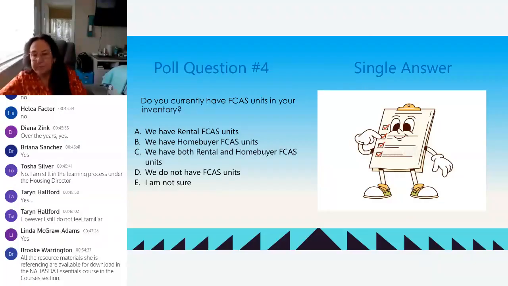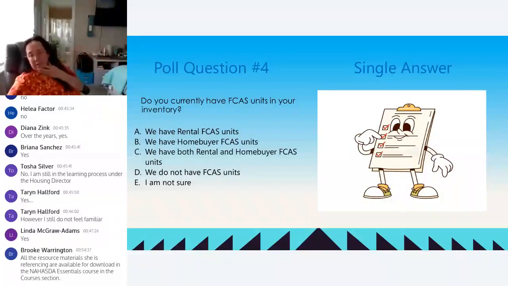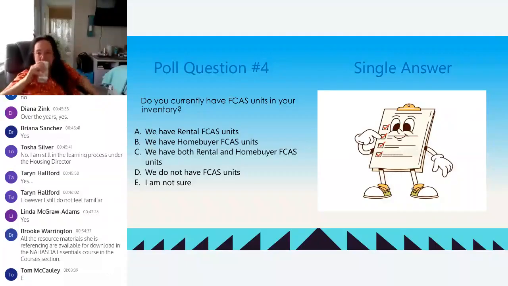So the question, and I'm going to keep rolling as you answer this one: do you currently have FCAS units in your inventory? We have them. We have homebuyer, we have rental and homebuyer. We don't have any, or you are not sure. If you would do those in the background for me. And I don't know if you have a way that they can see that and I can keep rolling or not. Okay, guys, peek at it real quick, figure out where you're at, and then I'm going to keep rolling while you put your answers in there.